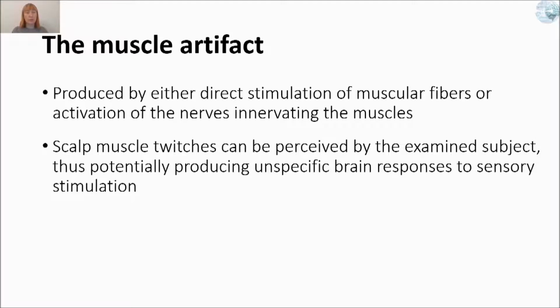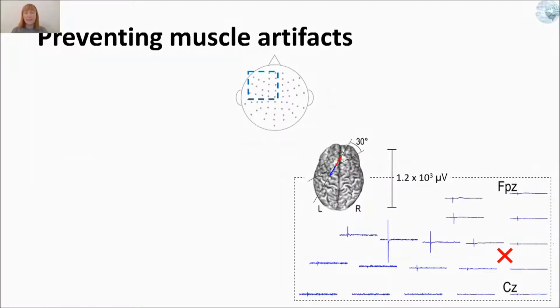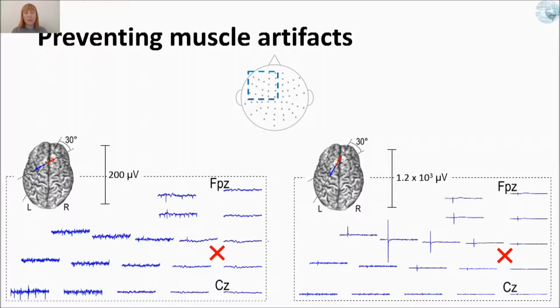So the solution to get rid of this artifact is to maximally prevent its occurrence by adjusting stimulation parameters. And this task is not as difficult as it could seem at first sight. Let's zoom on the lateral aspects of the head where this artifact is largest. In this case, if we stimulate exactly the same cortical site at the same stimulation intensity, but slightly rotating the coil by 30 degrees, we can see that the muscle artifact has disappeared.